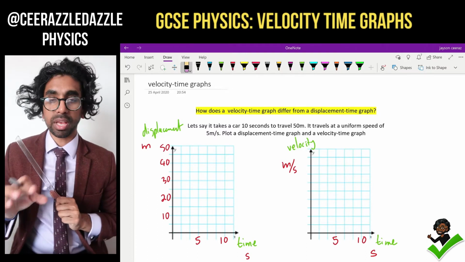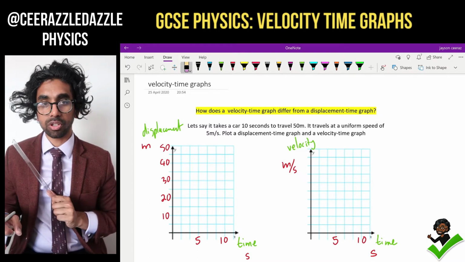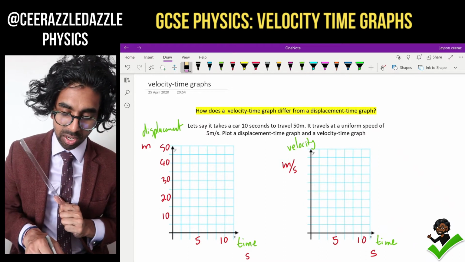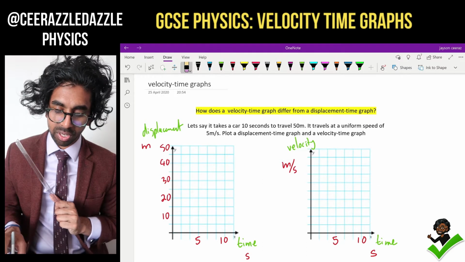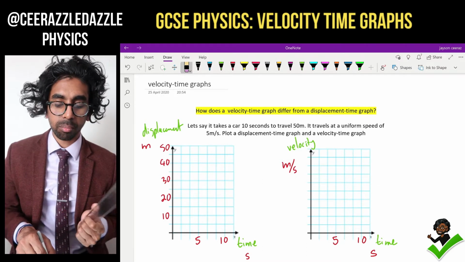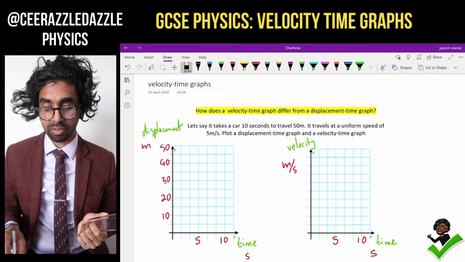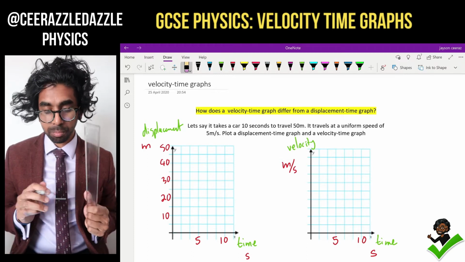First of all, we need to compare displacement time graphs and velocity time graphs. So let's say a car takes 10 seconds to travel 50 meters. It travels at a uniform speed of 5 meters per second. Plot a displacement time graph and a velocity time graph, and let's compare them.